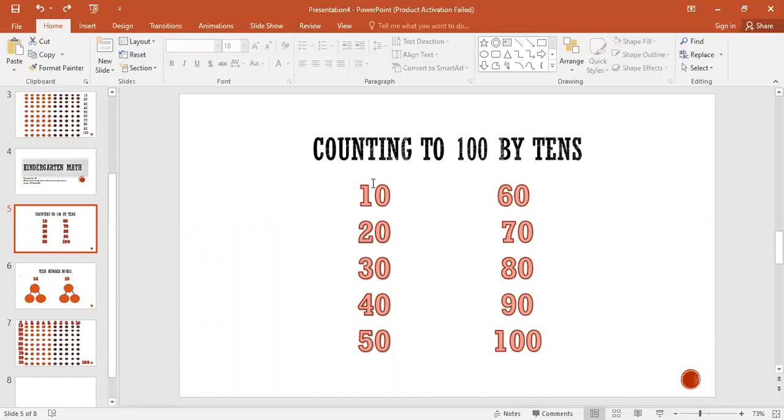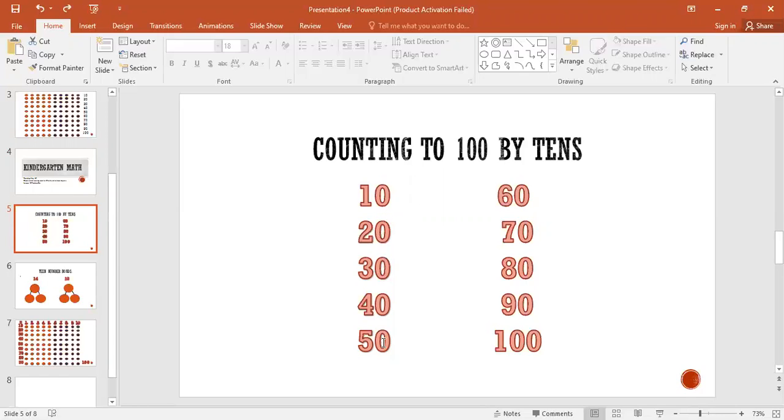Right now we're going to start at this 10 and we're going to count all the way up to 100. You ready? 10, 20, 30, 40, 50, 60, 70, 80, 90, 100. Let's say this the say 10 way so that we understand that each of these is a group of 10. Ready? 10, 2-10, 3-10, 4-10, 5-10, 6-10, 7-10, 8-10, 9-10, 10-10.